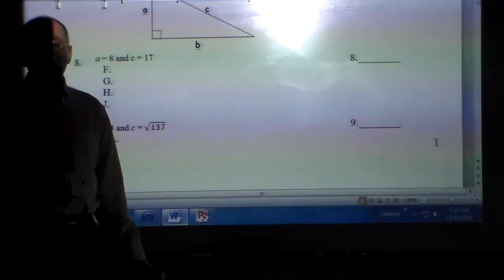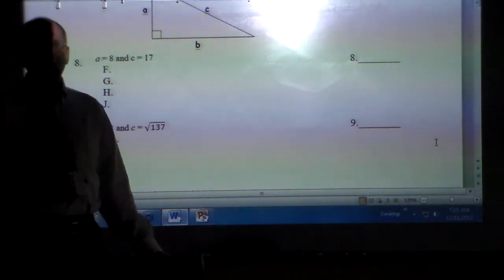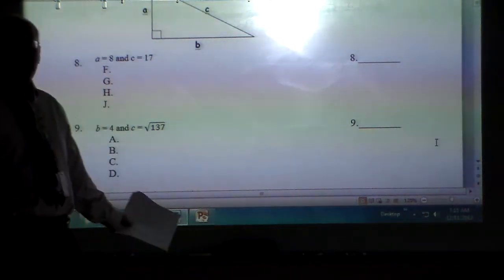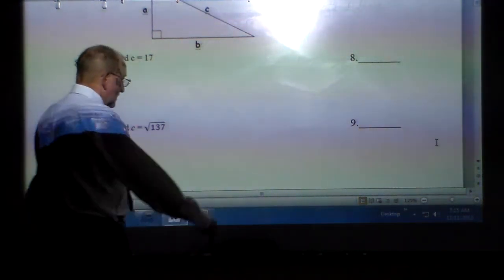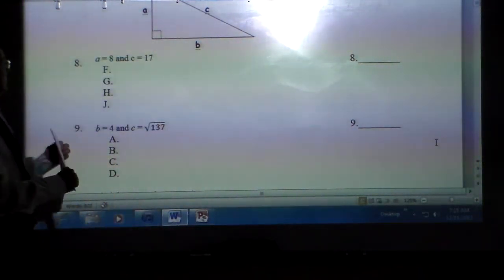We're going to be reviewing for our final for trigonometry. We're going to start off with stuff we've covered for the whole year, beginning with the Pythagorean Theorem. To begin with, we have problems 8 and 9 from the review.